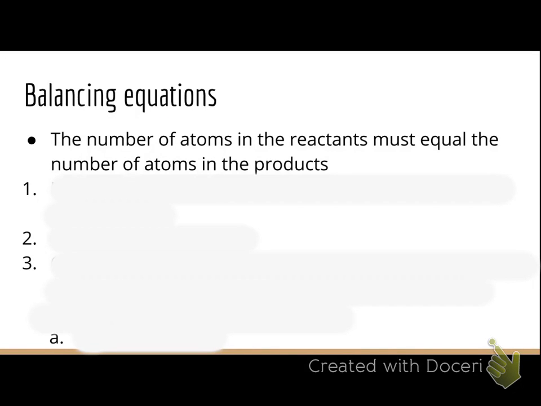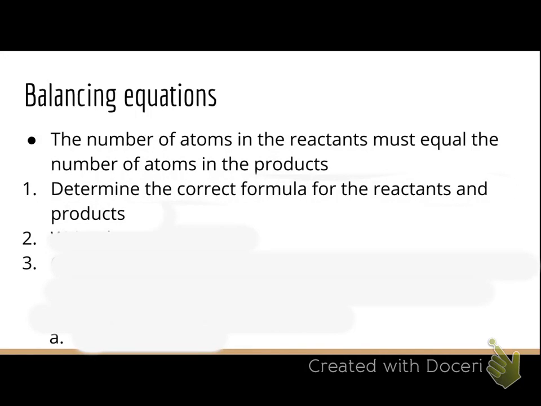So in order to balance an equation, what we're looking for is for the number of atoms in the reactants, so what we're starting with, to equal the number of atoms in the products. So what you need to think of is everything that we put in, we must get out in an equal number. It might be rearranged, it might look different, but we always have to have the same number of atoms in the reactants as we do in the products.